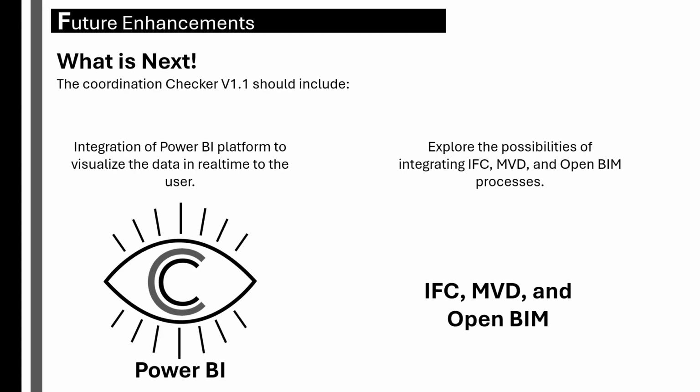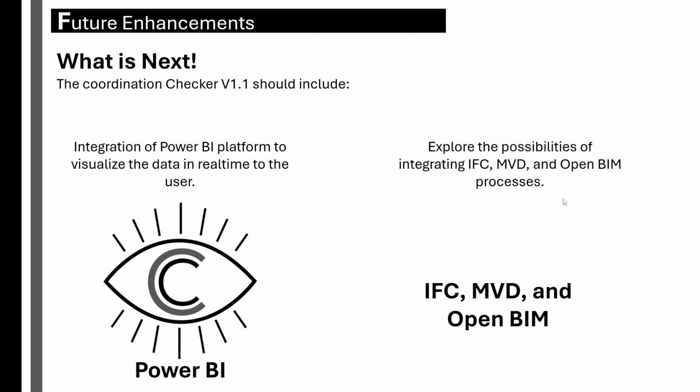Finally, the future enhancements. What is next? What I'm looking for in the Coordination Checker version 1.1 is that it should include two main things: the integration of the Power BI platform to visualize the data in real time to the user. I want to make it an interactive platform, giving insights more easily to the designers, and not exporting Excel files, because exporting Excel files is more of a final step that we do, but we need to visualize this data in real time.